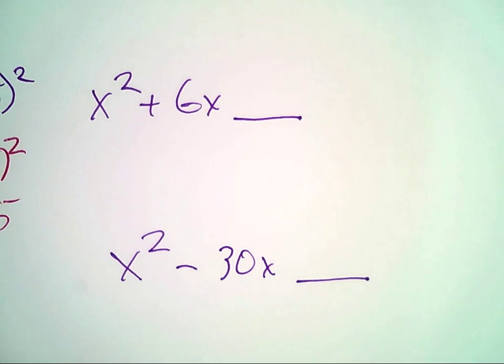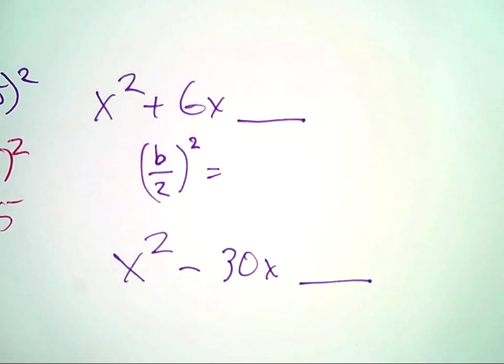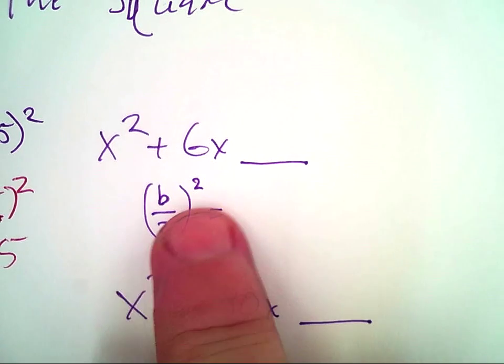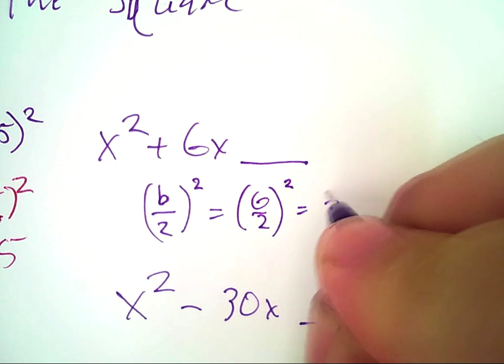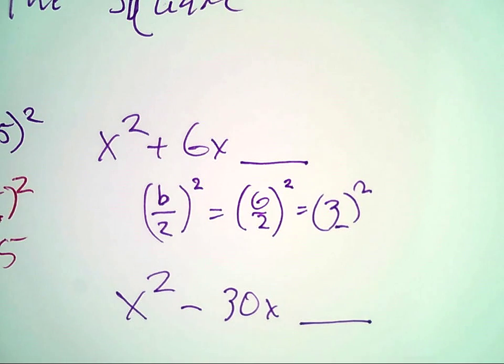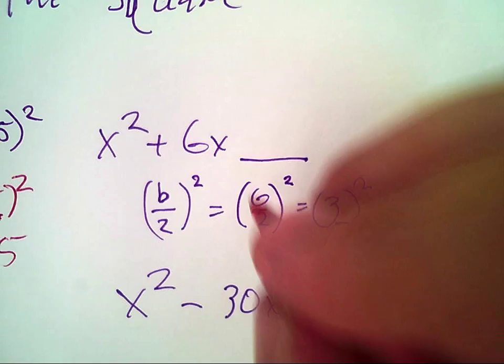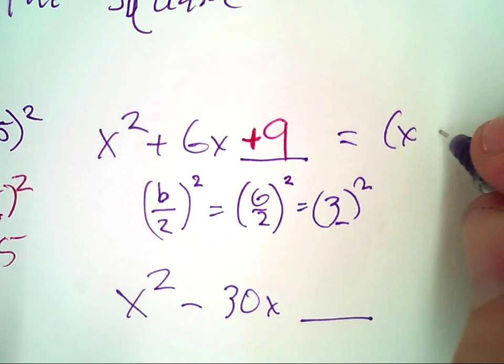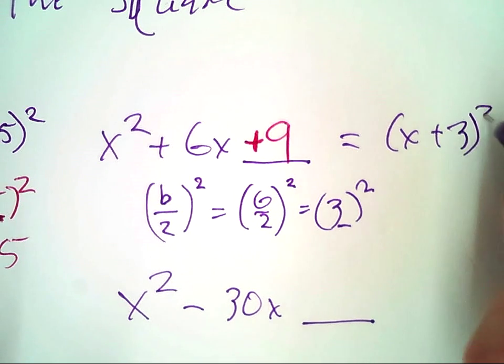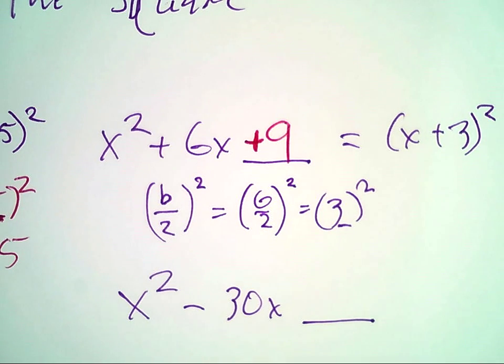Let's do this one right here. Tell me, what are we going to have for b over 2? 6 over 2. And 3 squared, you said that's 9. So what are we going to put in the blank here? Plus 9. Now if I said, what is this in factored form, what would I write? X plus 3 squared. Exactly. Let's do it. We got a few more.